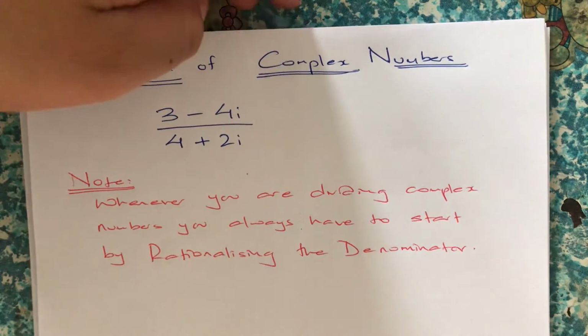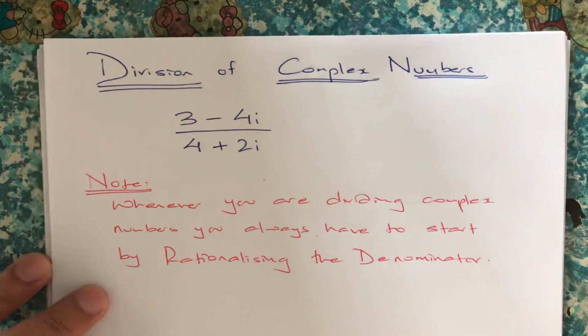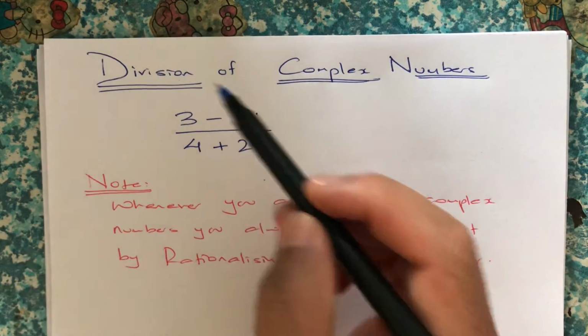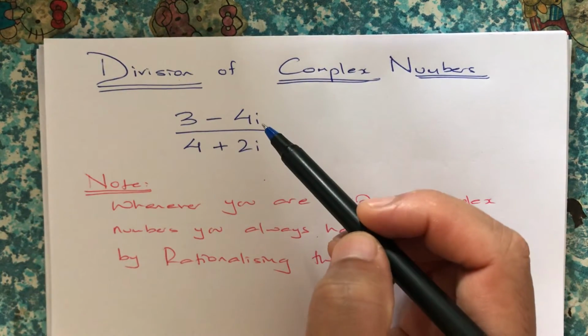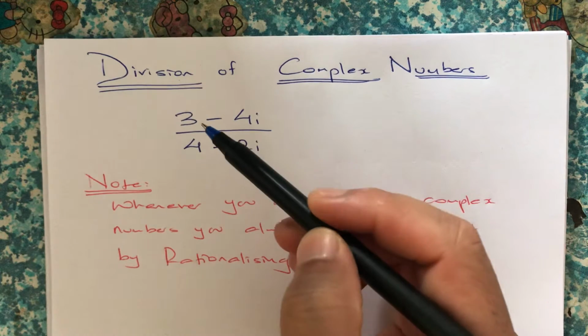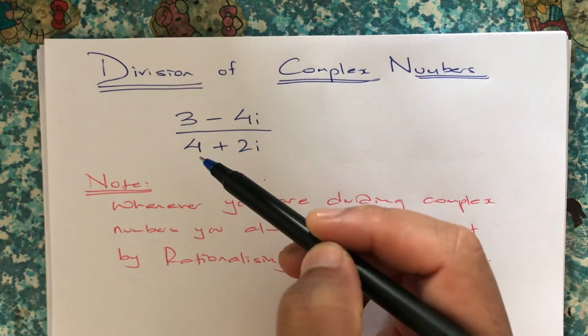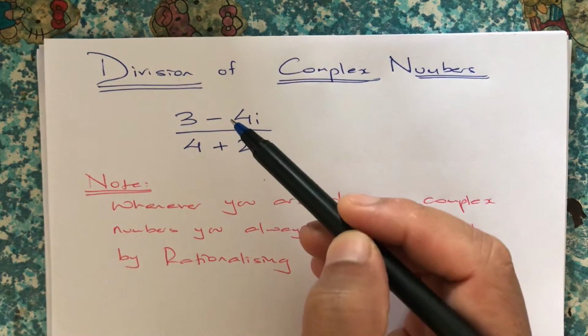Now, this is a tutorial on how to divide complex numbers. So this is a division of complex numbers. Let's say I have two complex numbers, one is 3 minus 4i and another is 4 plus 2i. Now, let's say I have to divide this.